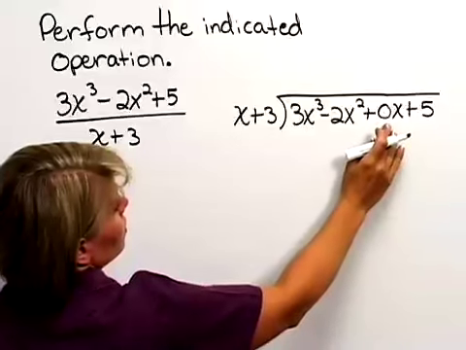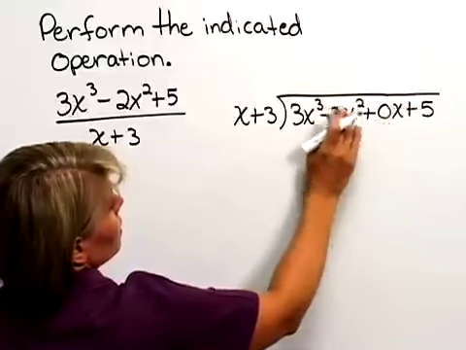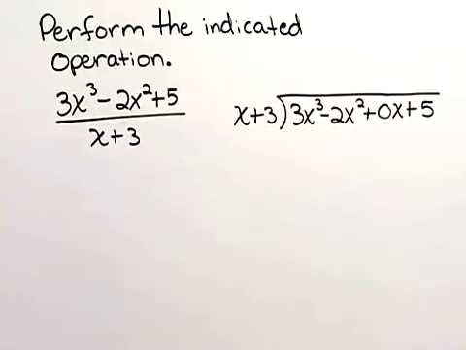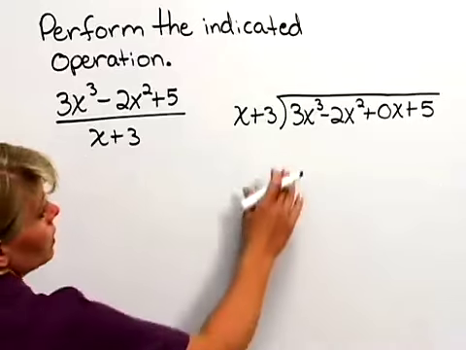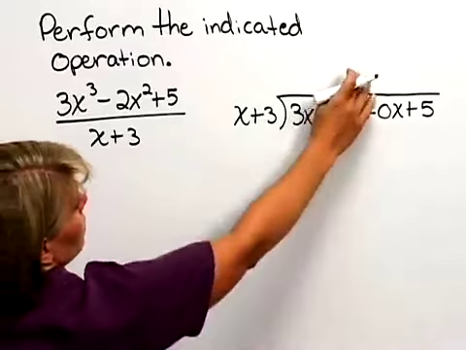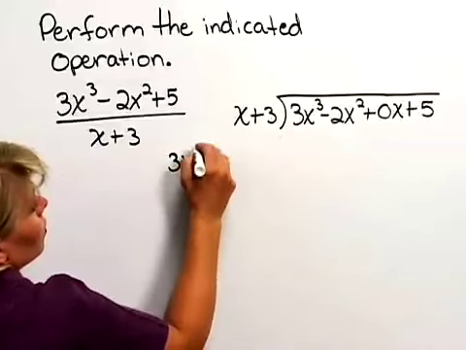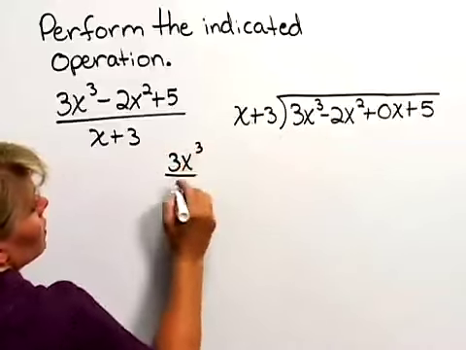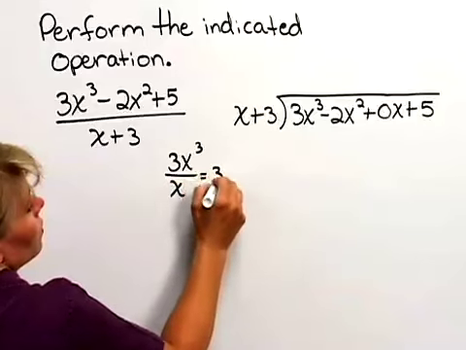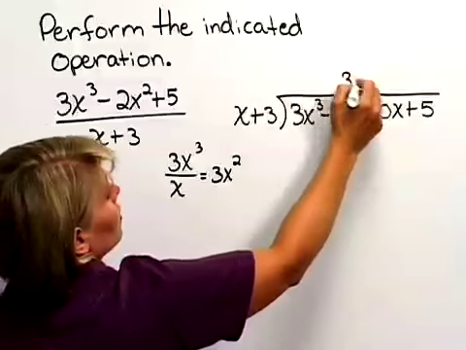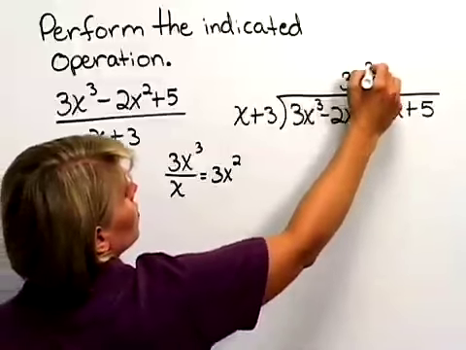Since there wasn't a term with just an x to the first going in descending order, I added in a 0x there, which is just like having a 0, which won't change our problem. So now we need to figure out what to put up here. So we'll take this 3x cubed and we'll divide it by our x out front. That gives you 3x squared, which will be our first item on the top of our division problem.